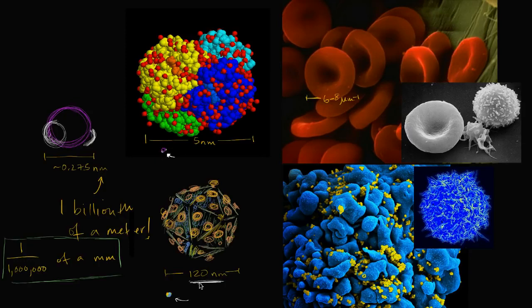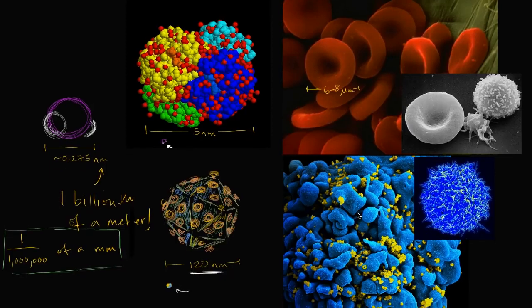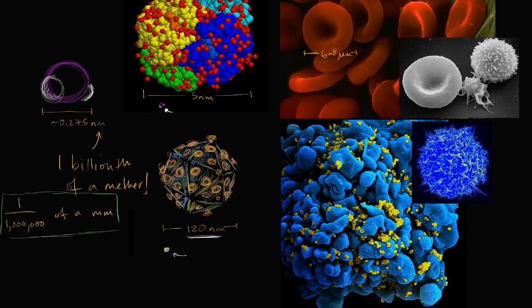But this is still really, really small. This is 120 billionths of a meter. So this is still unimaginably small. But now let's go up to the next scale. So this creepy picture right over here, this is a T cell. This is a depiction. If you want to see the whole thing, that is a T cell right over here.